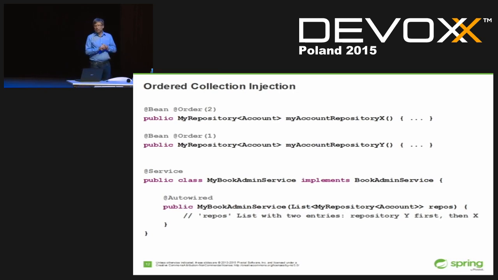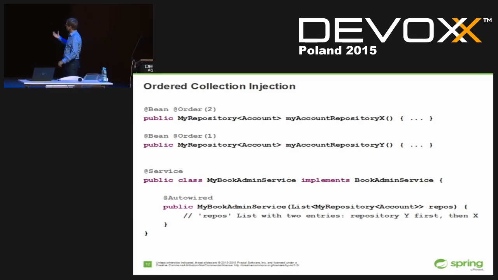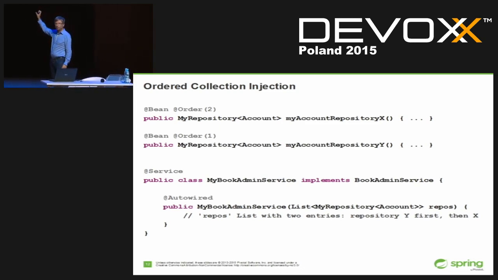A nice twist in the injection space is, and we already had configuration class ordering, is also injection ordering. An injection point in Spring may ask for the injection of a list of target beans. In this case, it's even using generic type matching. It's saying, I want a list of my repositories of account. So we're going to honor this as of Spring Framework 4 properly. So the container is going to look for all my repositories. It's going to select the my repositories of account.